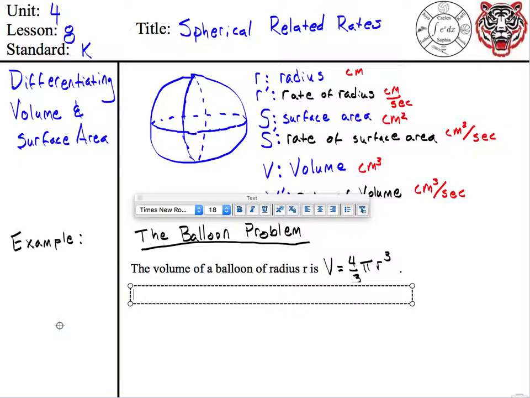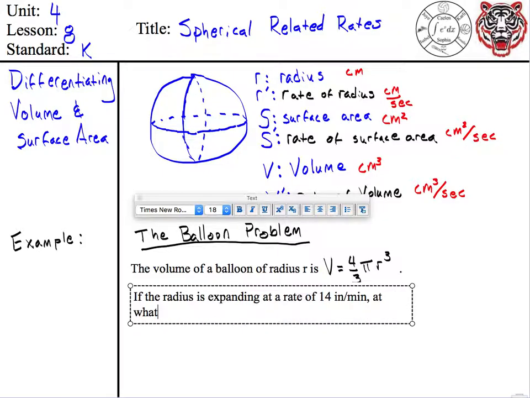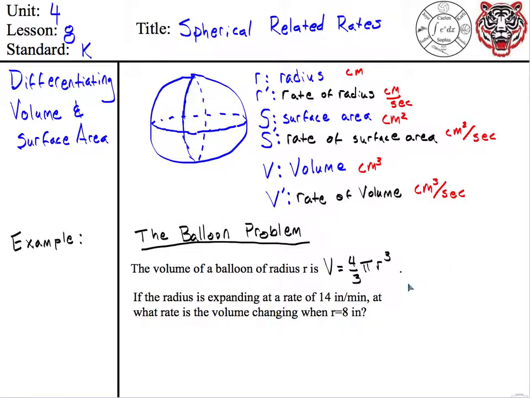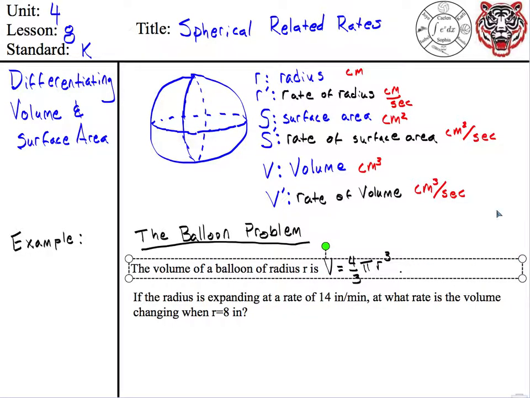All right, so if the radius is expanding at a rate of, we'll say, 14 inches per minute, at what rate is the volume, maybe I should make this a little bit bigger, longer, I should say. At what rate is the volume changing when r is equal to 8 inches? And then I can drag this to make it a little bit long. Oh, I have to go like this. Okay.